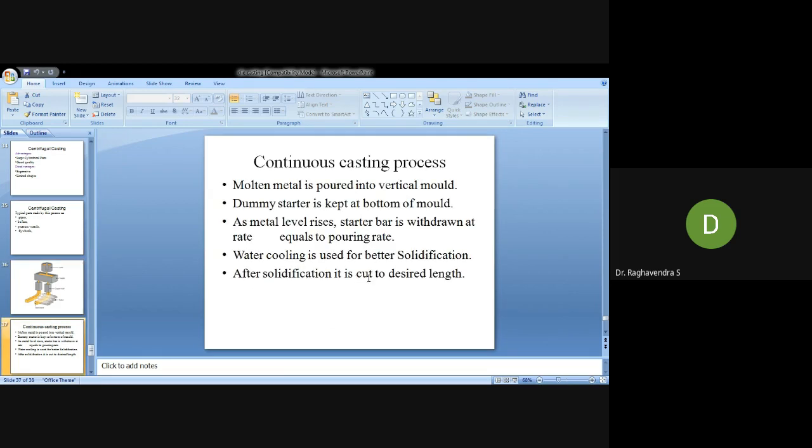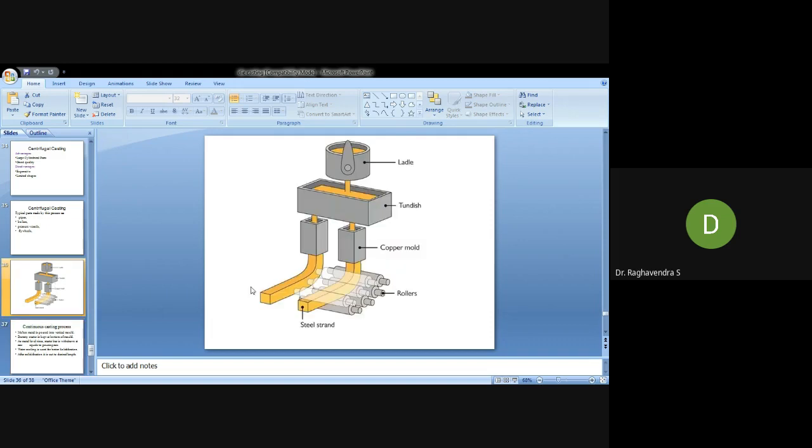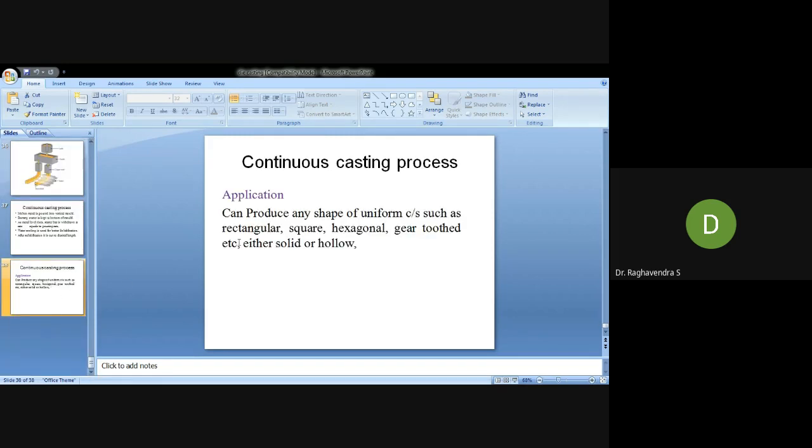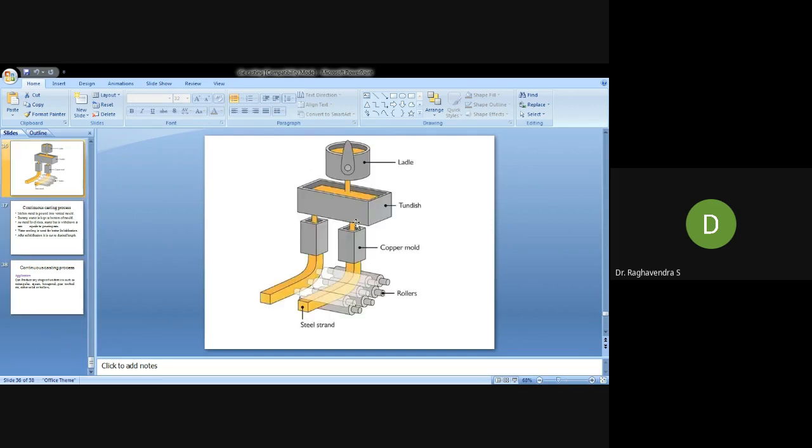After solidification, it is cut to design. If you want 2 meter length, they'll cut. If you want 10 meter length, they'll cut it. They'll keep it for whatever their requirement says. So it can produce any shape with uniform cross section. That's circular cross section, rectangle, hexagonal, gear toothed, either solid or hollow. Pipe kind of structure, hollow or solid bar. Whatever the shape you want, you can take it out from continuous casting.